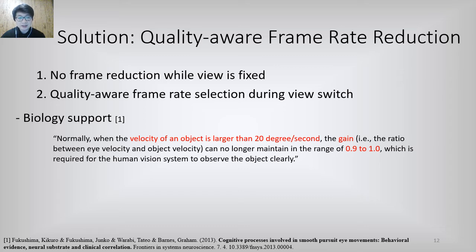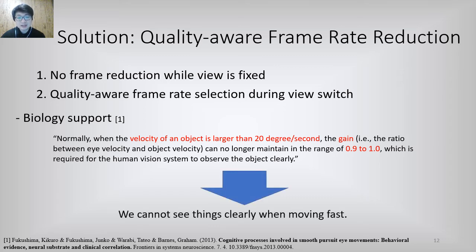We also find some biology research to support our idea. Basically, this sentence tells us we cannot see things clearly when we're moving fast. This also supports our observation and conclusion from the last slide.